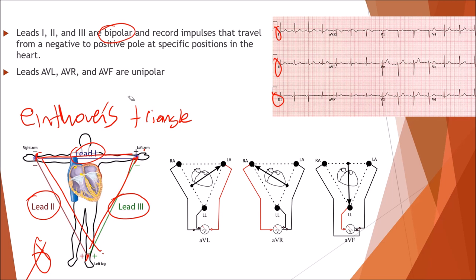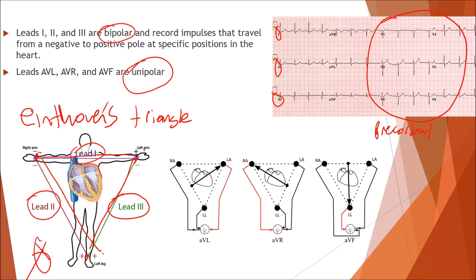Okay, now let's talk about aVR, aVL, and aVF. And these are unipolar leads. We're not going to get too bogged down into these, but just know that they are unipolar. And it is the aVR, aVL, and aVF. And now, V1, V2, V3, V4, V5, and V6, well, we have talked about these, and hopefully you remember the name of these are precordial.